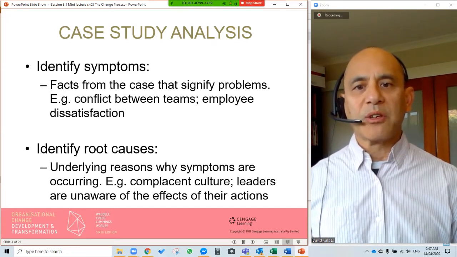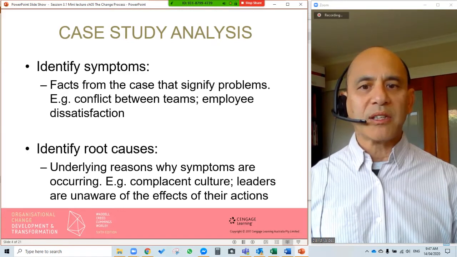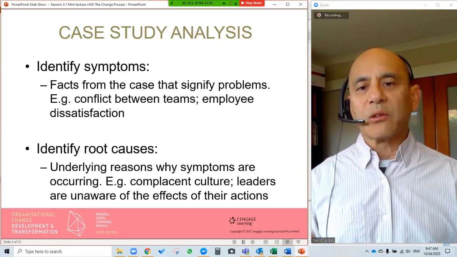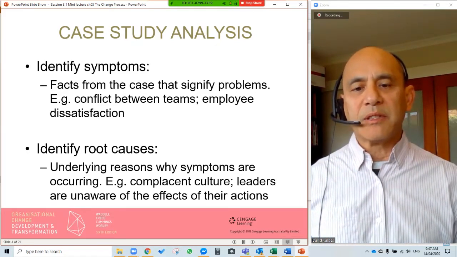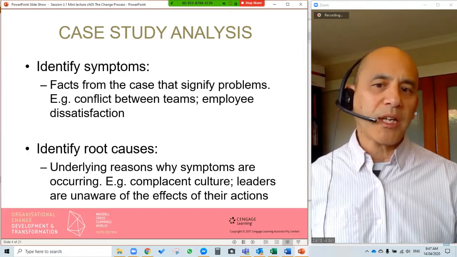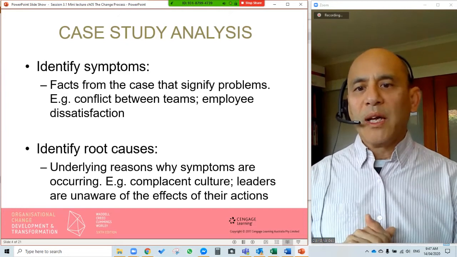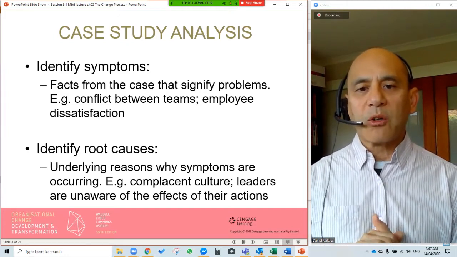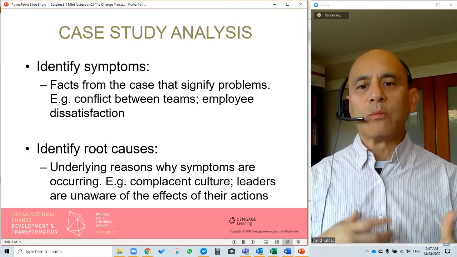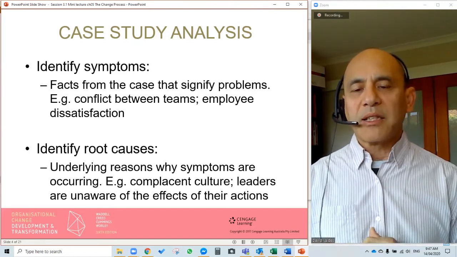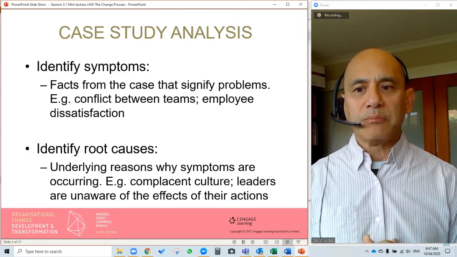So an example of an underlying reason is a complacent culture. A complacent culture means that the employees don't feel a need for change. They feel everything is okay. They feel they're doing a great job, when in actuality, some outsiders might see that they could do better. So that's an example of an underlying reason.